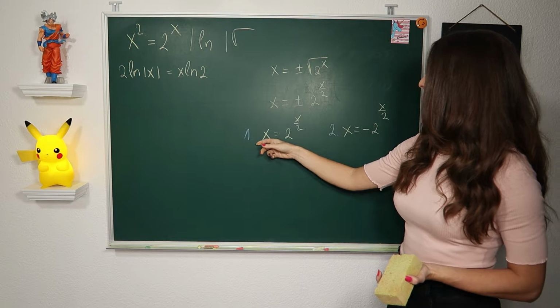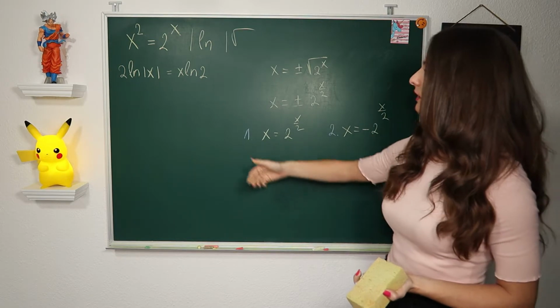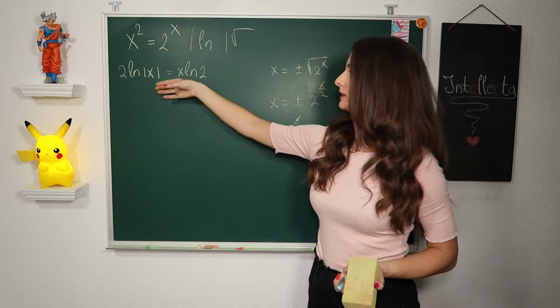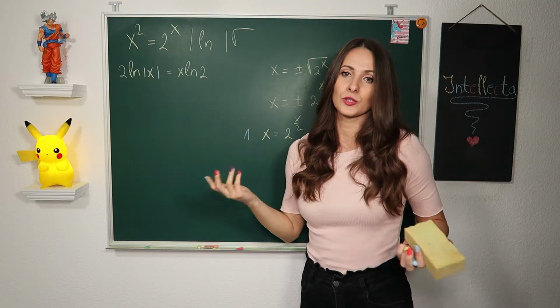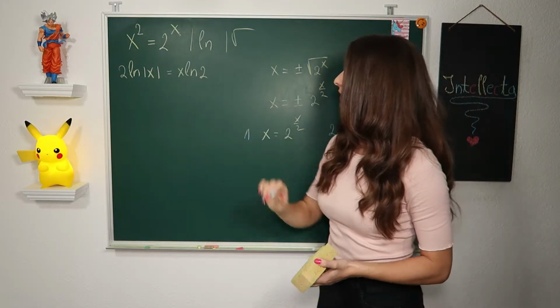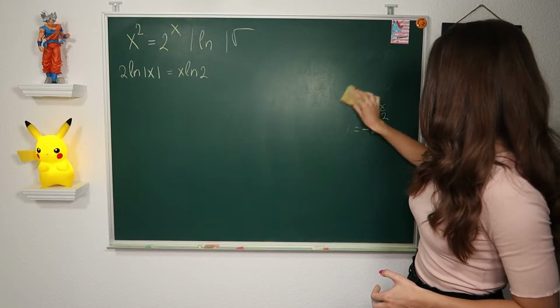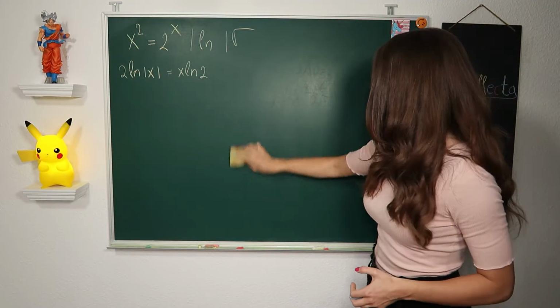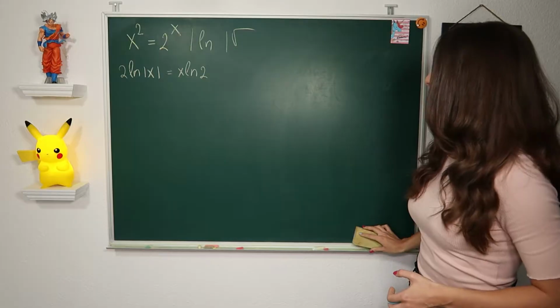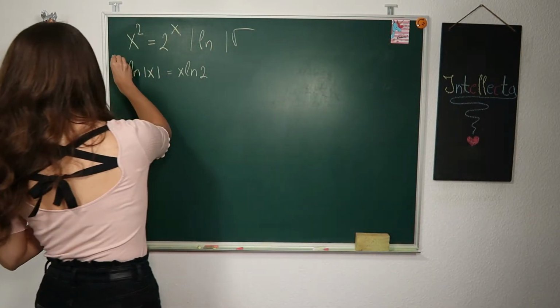And now you can solve both equations using the Lambert W function, and you will get the same value as if you consider this equation here. So you can choose whatever you want. For this video, I will take this equation here, and I'm going to use the Lambert W function for solving it. You can try this other way, and you can write in the comment section if you got the same result.